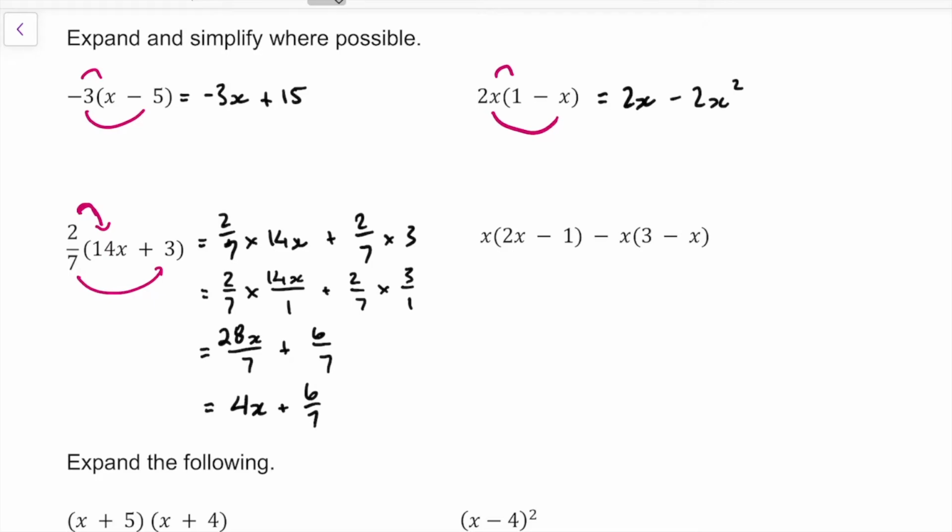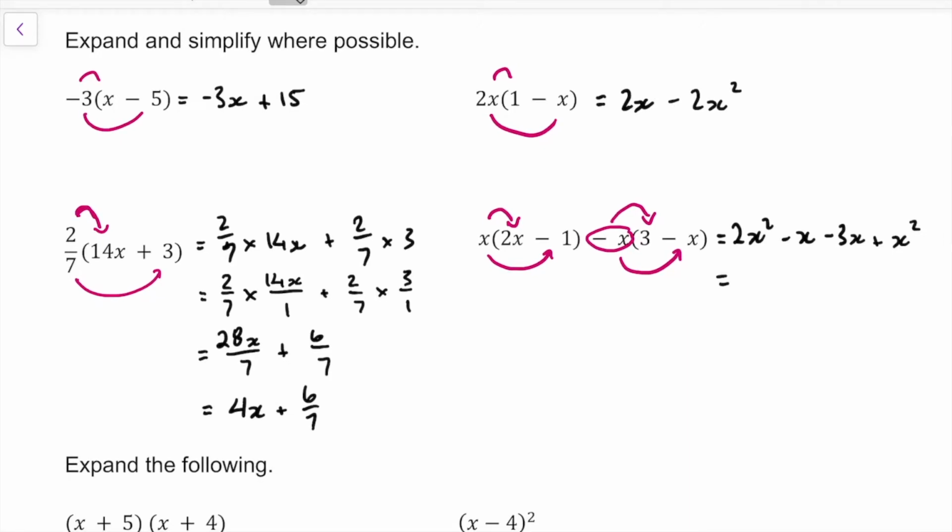We do exactly the same thing with our next one. Multiply this way, multiply that way, then we multiply this way and multiply that way. Now it's also really important that we know that that is 1 bit. Okay, let's have a look at what we've got. We've got x times 2x, so that's going to be 2x squared. Then we've got x times minus 1, so that's just minus x. We've now got minus x times 3, so it's going to be minus 3x. And we've got minus x times minus x. So it's going to be plus x squared.